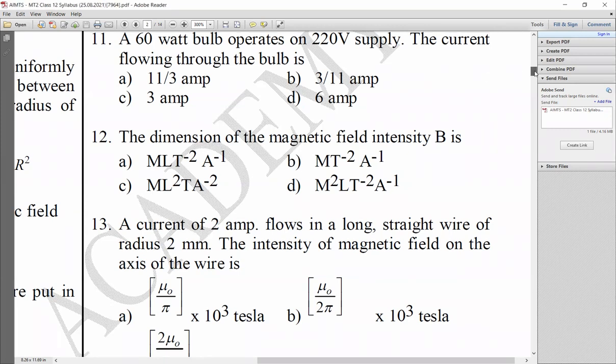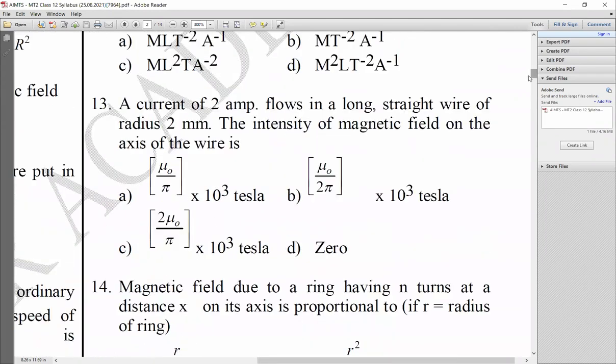Question number 13, what is given? A current of 2 ampere flows in a long straight wire of radius 2 millimeter. The intensity of magnetic field at the axis of wire. Magnetic field at the axis of wire, it should be how much? See, this question is based on what? Ampere circuital law.